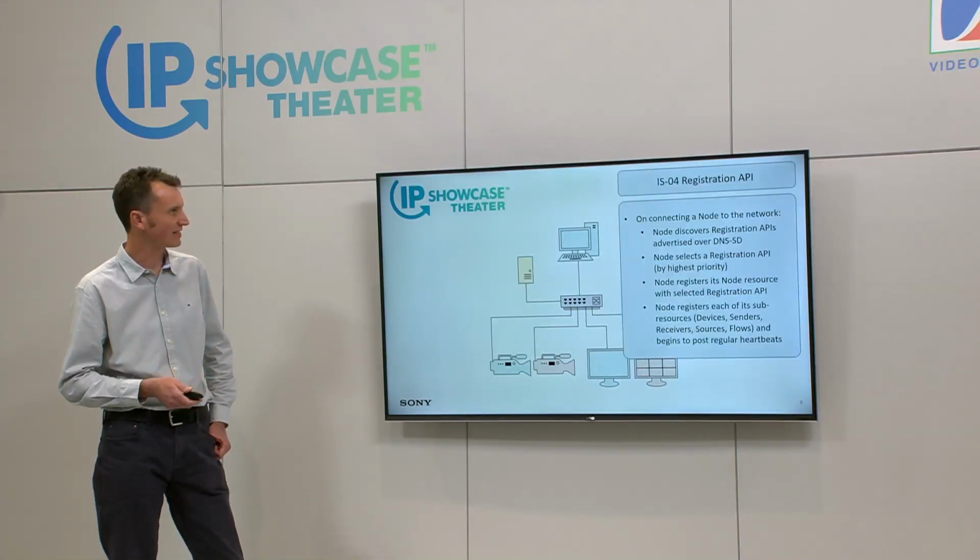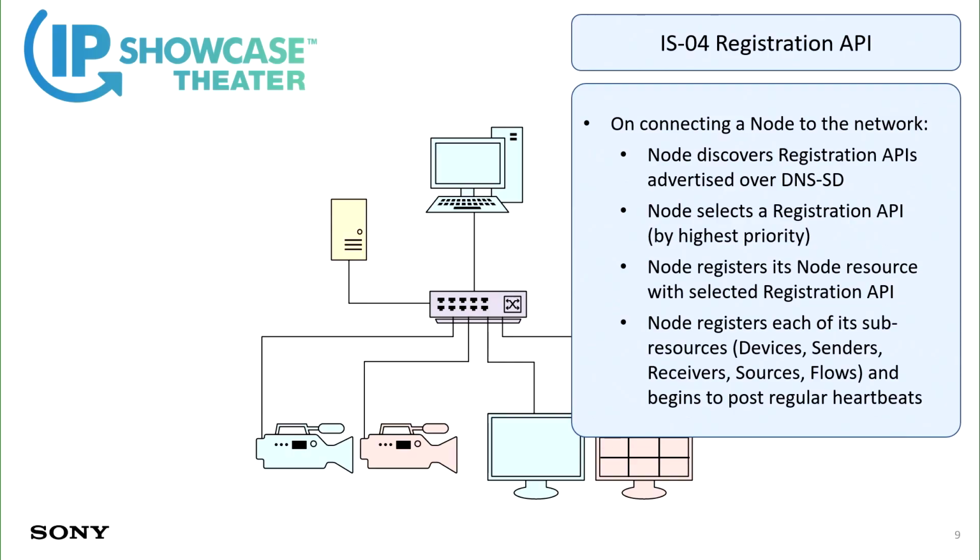So moving on now to the IS-04 registration API. When we first connect a media node to the network, it needs to let itself be known to the network, and it does that by attempting to find a registry and then register with it. So first of all, it tries to discover all the registration APIs that might be advertised on the network. And it's the job of the RDS to advertise itself on the network using DNS service discovery.